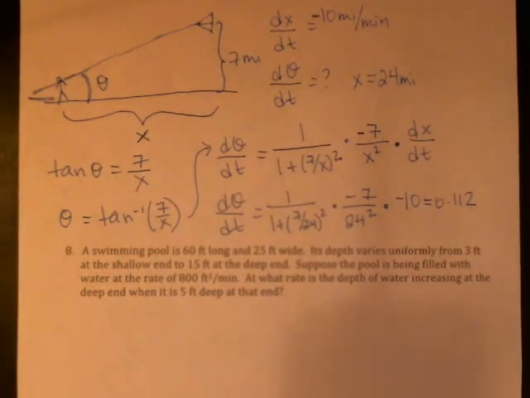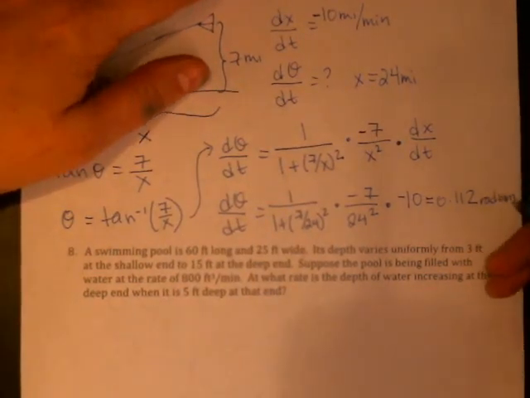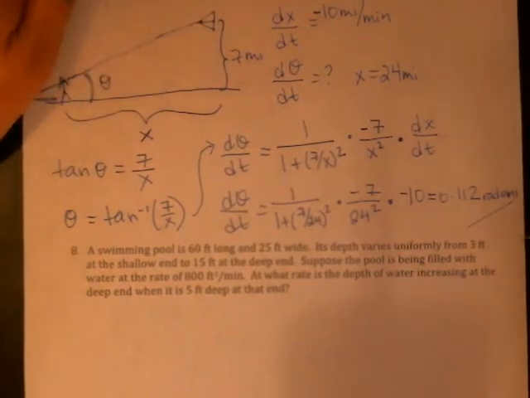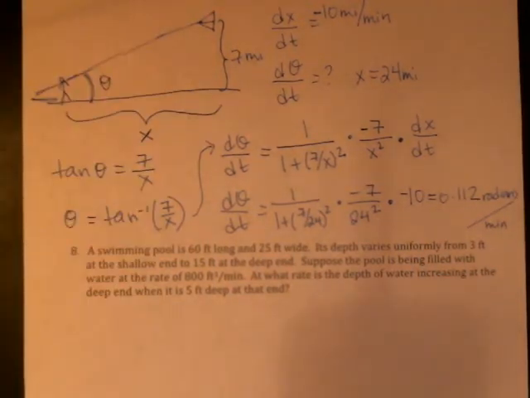So that is how fast theta is changing with respect to time. By default, theta should be in radians, unless you at some point plugged a trig function into your calculator and told it to use degrees. You don't actually have to write radians, but sometimes it makes it easier to make sense. Radians per minute. So if the plane is approaching at a rate of 10 miles per minute, then the angle of the telescope has to increase by 0.112 radians per minute.